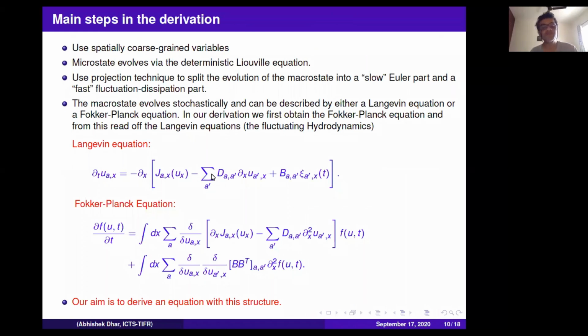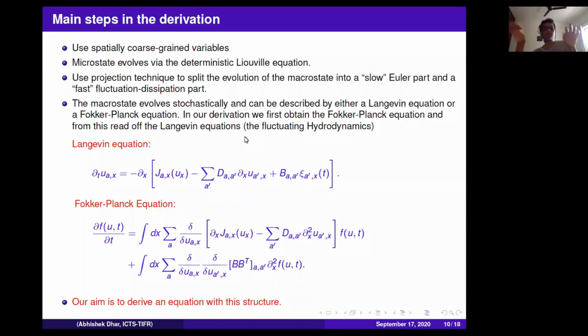Okay. So let me now come to the derivation of the equations. The main steps are that one has to use specially coarse-grained variables, of course, and the idea is that the microstate evolves via the deterministic Liouville equation, and then we'll use the projector technique to split the evolution of the macrostate into a slow Euler part and a fast fluctuation dissipation part. Okay, and it's clear why the macrostate actually evolves stochastically, because each macrostate corresponds to, inside it, there can be anything, right?